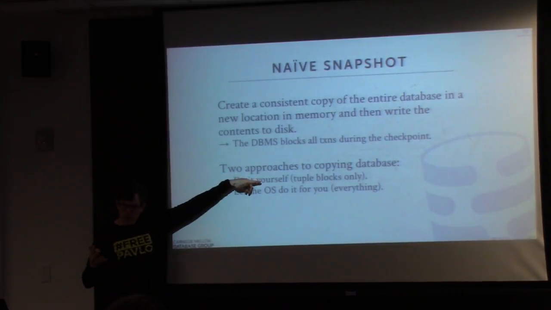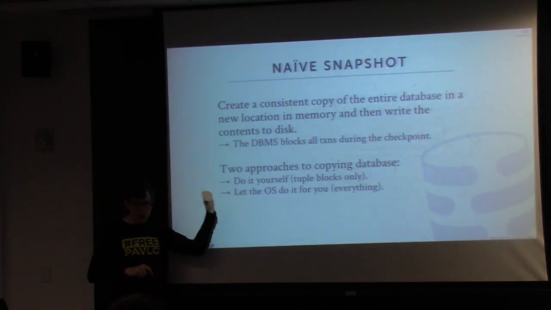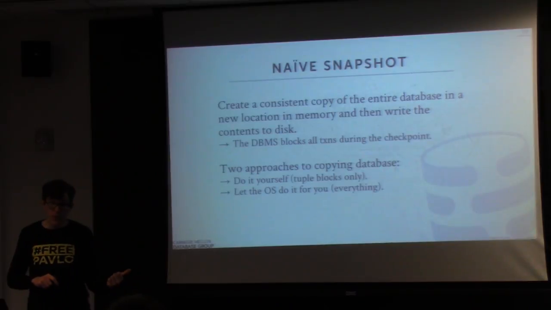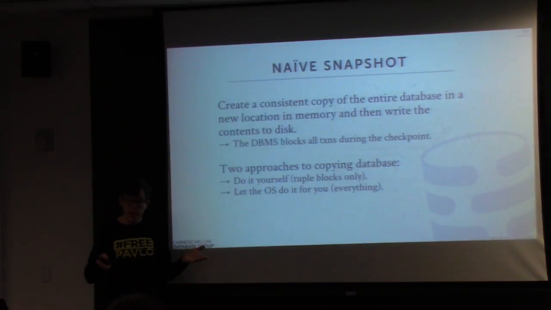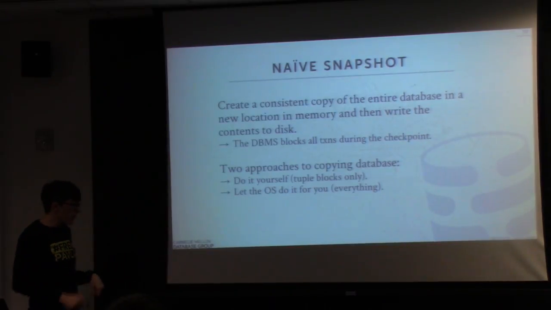All right, so the first way, you can roll your own. And again, the advantage of this is that you only copy just the tuple data. The other approach is that you can let the operating system do this for you by forking your process. The downside of this is that the operating system doesn't know that this region of memory corresponds to tuples and this region corresponds to indexes, so it copies the entire address space of the database process.